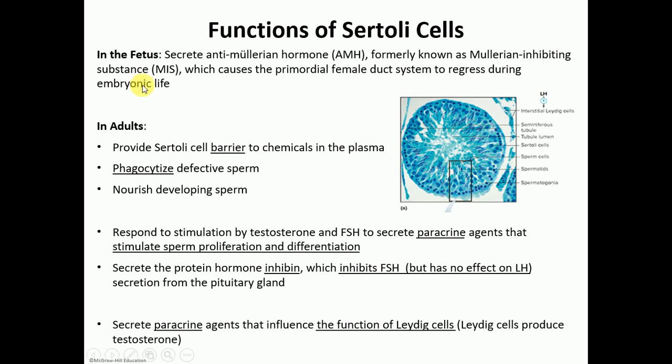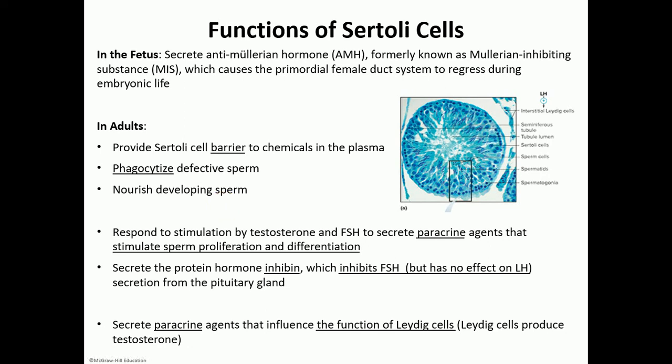So what is the function of the Sertoli cells in adults? In adults, like I said, it supports the process of spermatogenesis, and we'll see how that happens. It makes inhibin. Inhibin is going to inhibit the making of FSH. It has no effect on LH secretion from the pituitary gland. It acts as a barrier to chemicals, so it's protective to the spermatogonia. It also has a phagocytic function, so it will engulf any foreign bodies trying to reach the spermatogonia. It also nourishes the sperm.